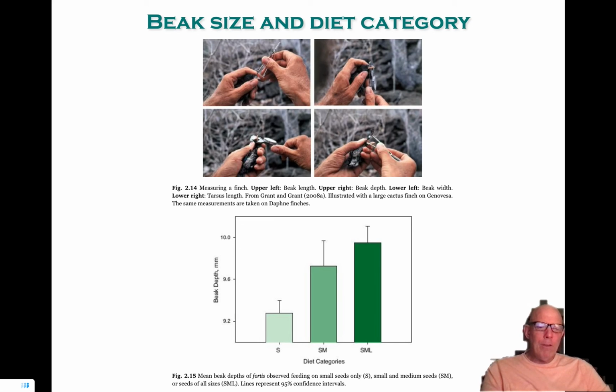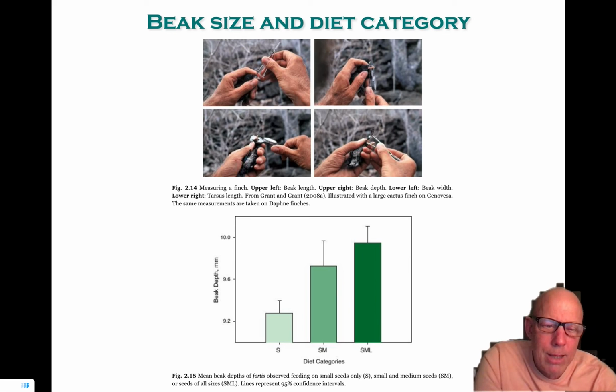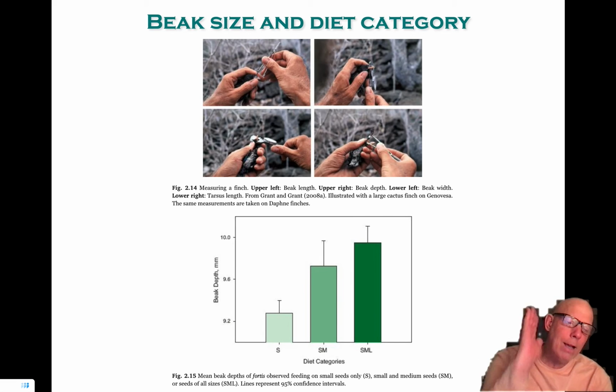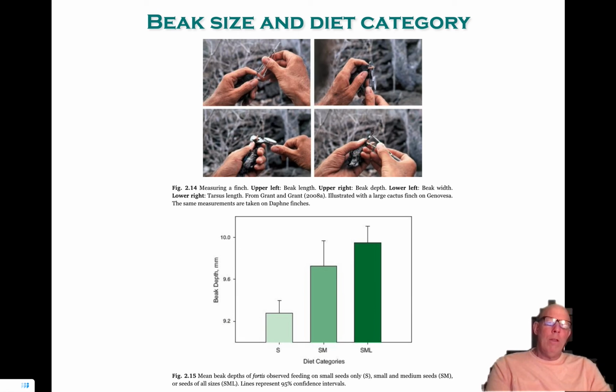And so what you see here is a very interesting histogram where what they could do is they not only measured the beak sizes, but they also knew what the birds ate. And so you can see the diet categories at the bottom: small seeds, small and medium seeds, or seeds of all sizes. And depending upon the beak depth, which is the y-axis on the histogram, the birds either favor one kind of seed or another.